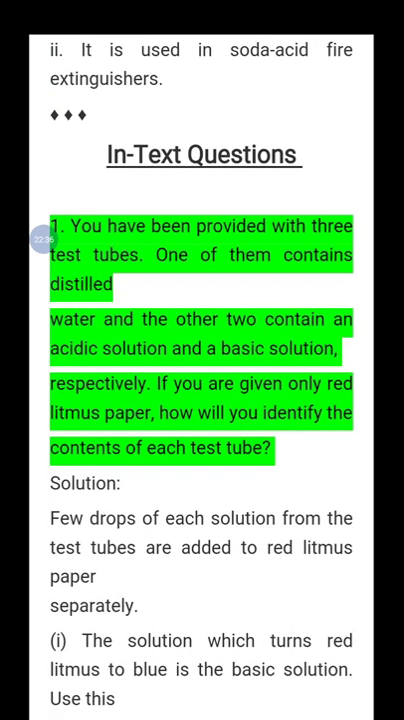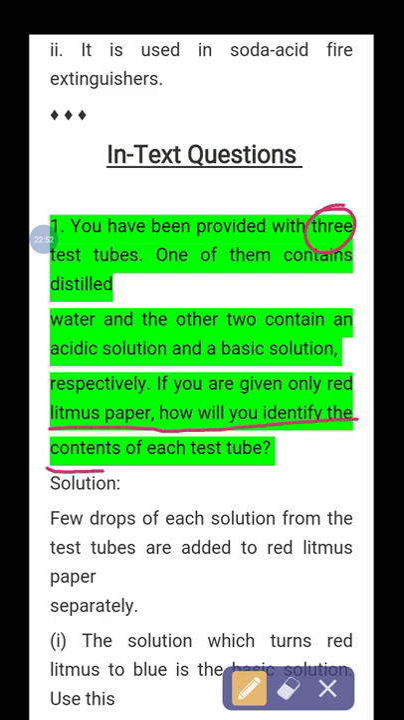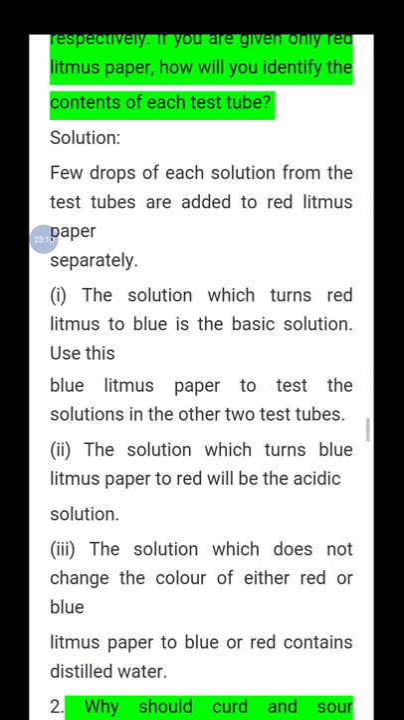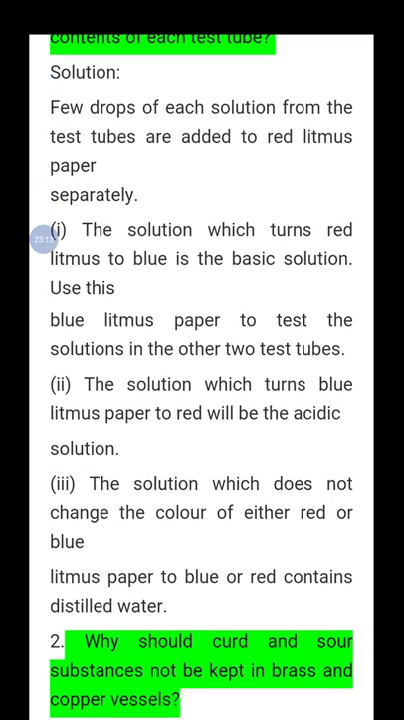Okay. Now the next test question. You have been provided with three test tubes. One of them contains distilled water and the other two contain an acidic solution and a basic solution respectively. If you are given only red litmus paper, how will you identify the contents of each test tube? Suppose here is water, here is acidic, here is basic, and you have only litmus paper. How can you find where is the acid, where is the base, and which has the water?